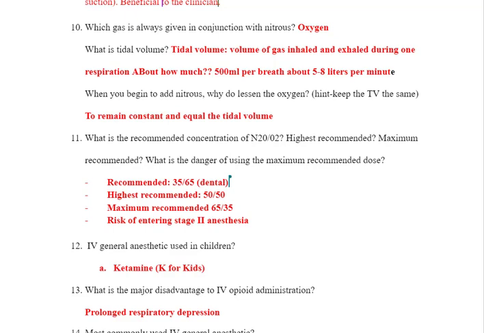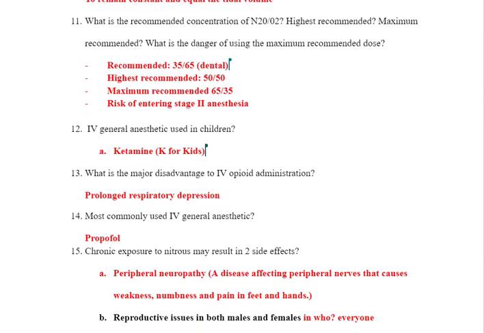The general anesthetic, intravenous, useful in children is ketamine. Major disadvantage to IV opioid administration is prolonged respiratory depression. Correct. Most commonly used IV general anesthetic is propofol.